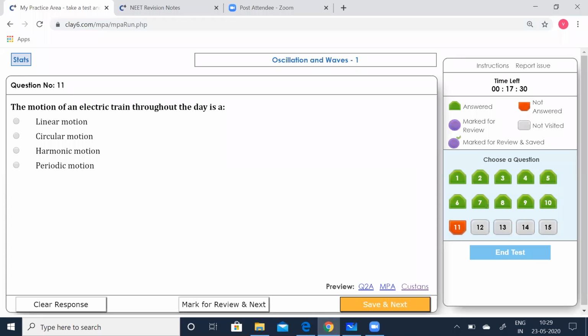The motion of an electric train through the day, what can be the motion of a train? Is it linear motion, circular motion, harmonic motion or periodic motion? It is going through the same linear path every day. It goes to one destination, comes back to the other, then goes back again, so it is going to be a to and fro motion. So it is a periodic motion.